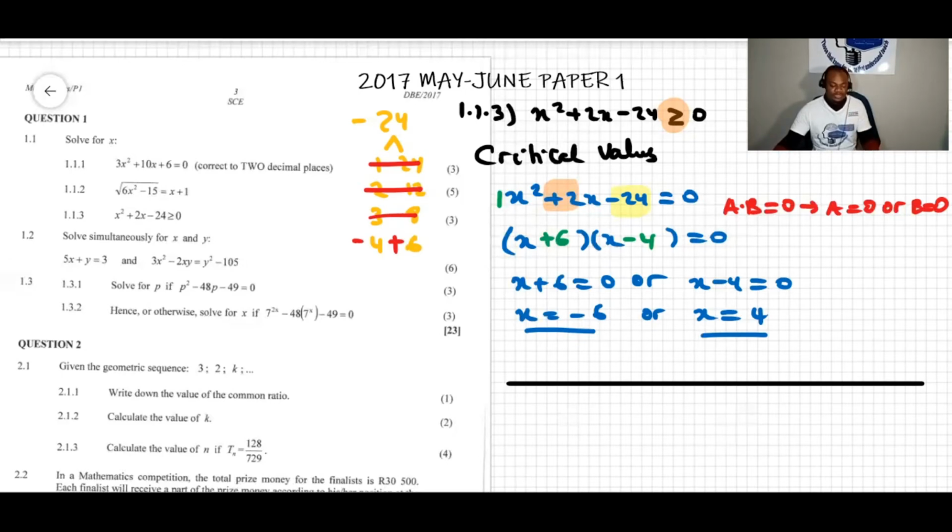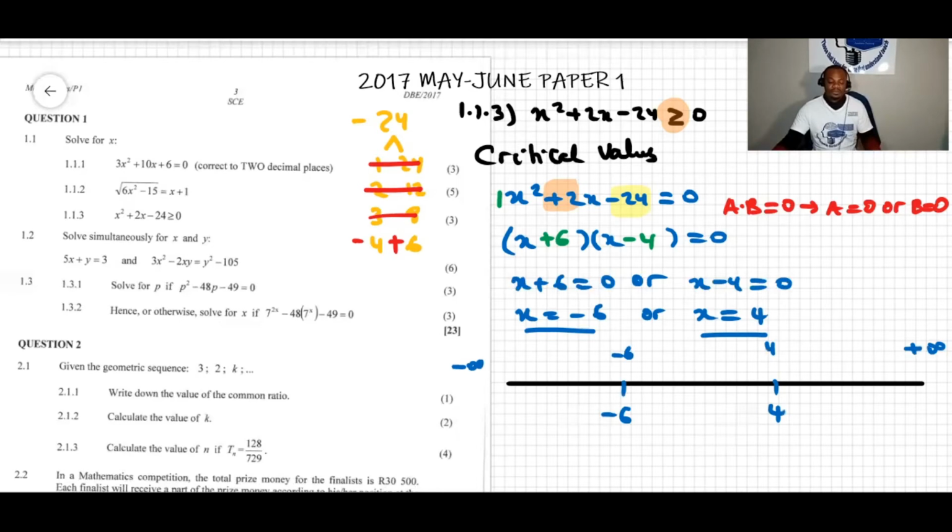So I cannot put positive 4 here and negative 6 there. No, it must be negative 6 and positive 4 there. Now we have our number line split into 3 intervals: from negative infinity to negative 6, from negative 6 to 4, and from 4 to positive infinity. You see?